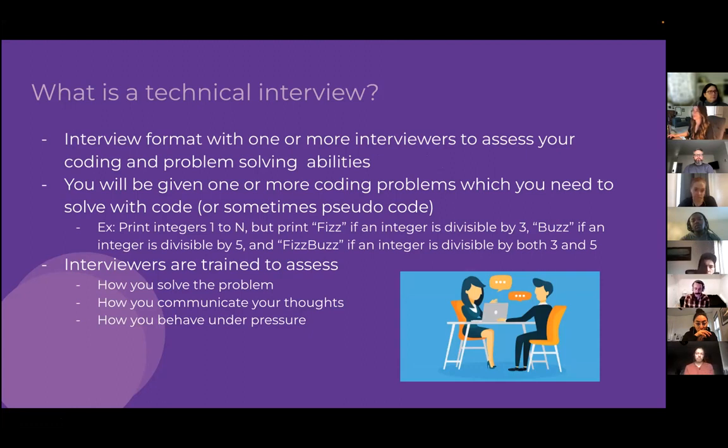For example, a really common question that many of you may be familiar with, the classic code interview question, is FizzBuzz, which is when you print integers 1 to n, n meaning up to some number of integers, but print the string fizz if the integer is divisible by 3, buzz if it's divisible by 5, or FizzBuzz if it's divisible by both 3 and 5.